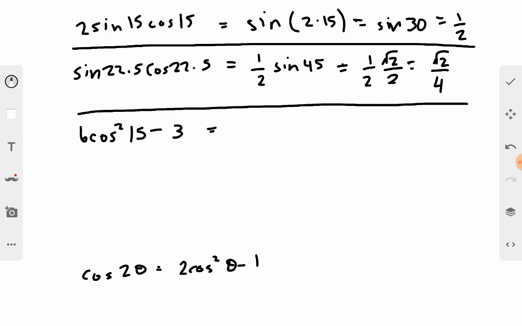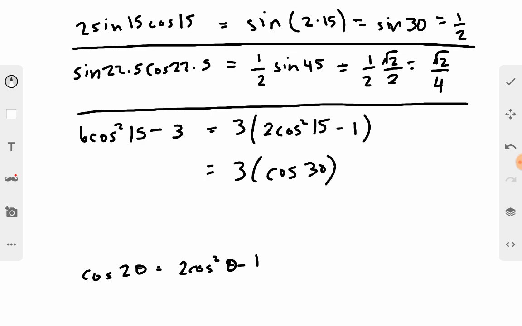If we factor a 3 out, then we've got 2 cosine squared 15 minus 1, and we see that it is a match. Okay, we've got an exact match now. So 15 is theta, so this is the same as 3 times, replacing it with our 2 theta formula, cosine of 2 times 15, or 30. Okay, so cosine of 30 is square root of 3 over 2. So we're going to have 3 square root of 3 over 2 for that one.